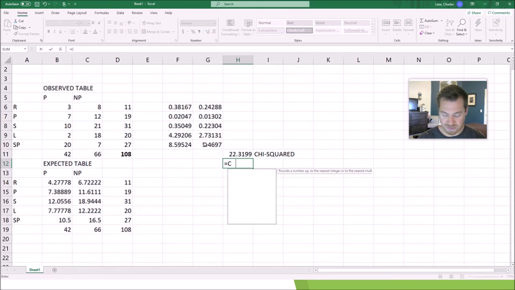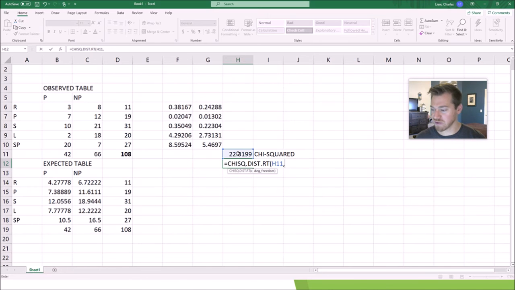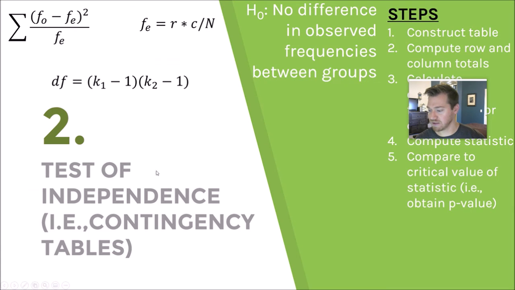And of course, we know we can get our p-value by using that value. And now we need degrees of freedom. So if you remember from our slide, we'll look at it again quickly here. Degrees of freedom is now k1 minus 1 times k2 minus 1. All right? How do we do that here?